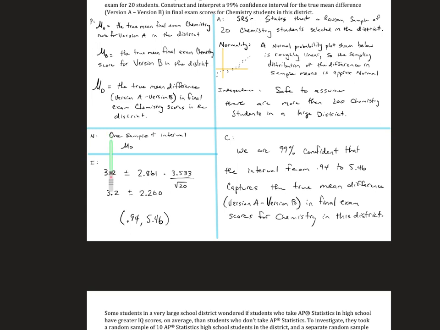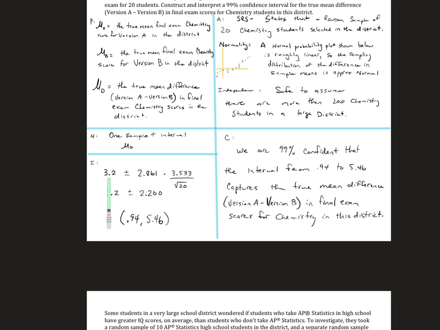Okay, so the name of this interval is a one sample t interval. It's one sample t because we have paired data. So we're going to look at a one sample t interval for the true mean difference. So when I calculated it, we got a 3.2 for the average difference, and my standard deviation was 3.533. Since I had 19 degrees of freedom, for a 99% confidence interval, I have that at the top. My t table says that value is 2.861.